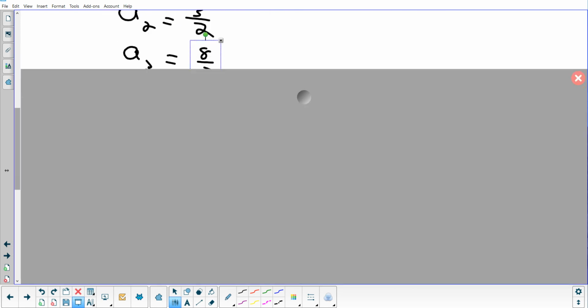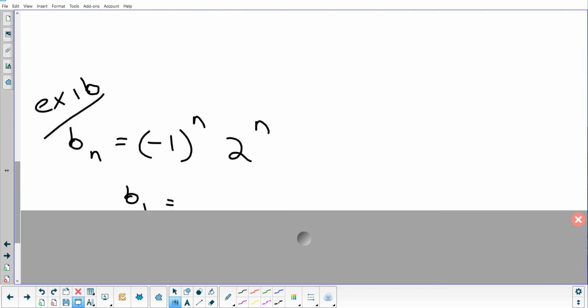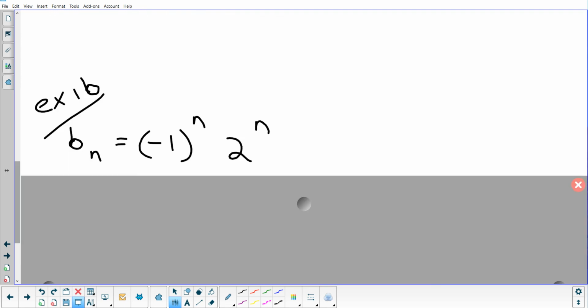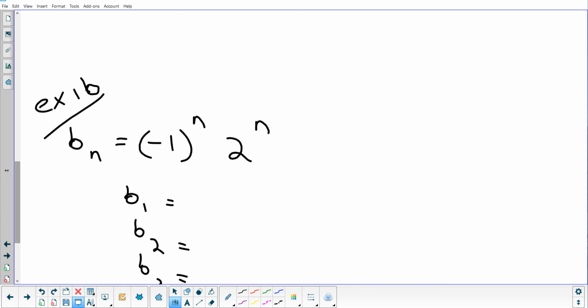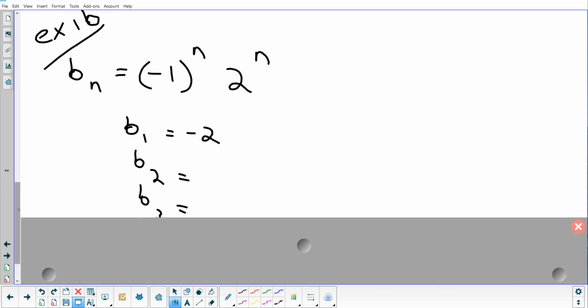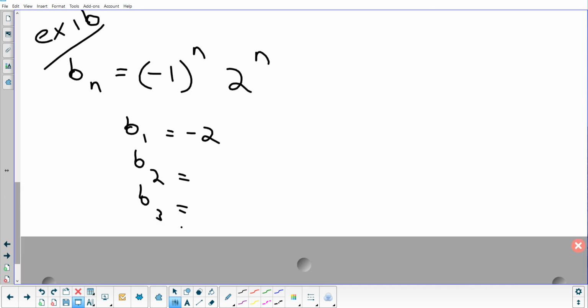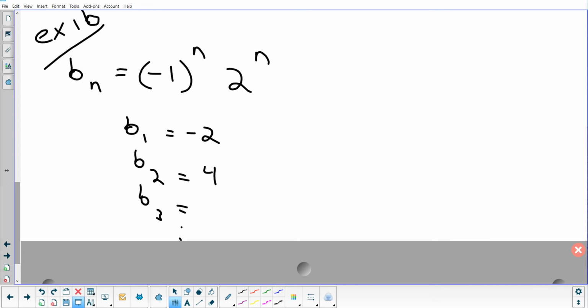All right, let's try this one. What's the first term here? -2. What's the next term? 4. And the next one? -8. What would be the next one? -16. Or 16. 16. Next one? -32. Next one? 64. So it's doubling and it's alternating positive and negative.